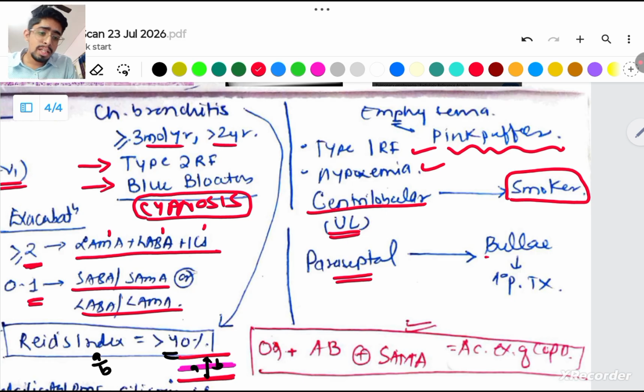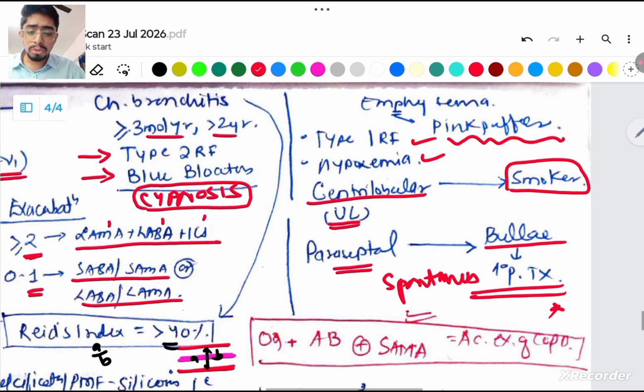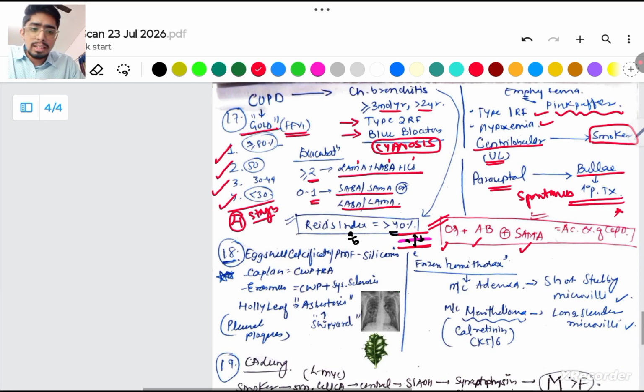Paraseptal emphysema. If there is a bulla, which is there in paraseptal emphysema, the bulla can rupture. It can cause a spontaneous, or what you call a primary, pneumothorax. Very, very important point. Okay, smoker, centrilobular, upper lobe; paraseptal, bulla, spontaneous primary pneumothorax. Now, what is the treatment for acute exacerbation of COPD? A known case of COPD comes to you with acute difficulty breathing. You will administer oxygen, antibiotics, plus short-acting muscarinic antagonist for treatment of your acute exacerbation. This is all about your COPD.